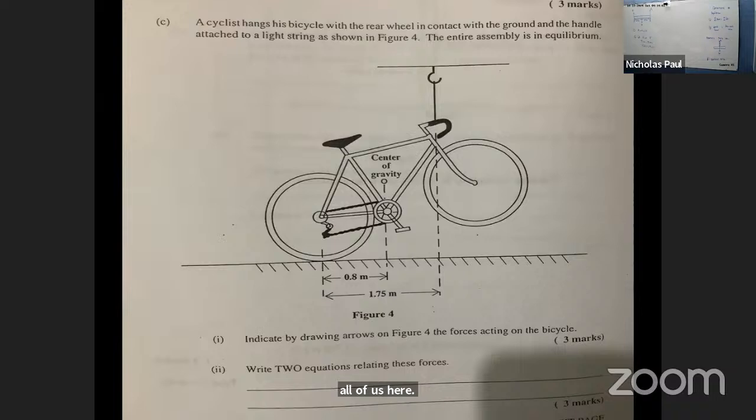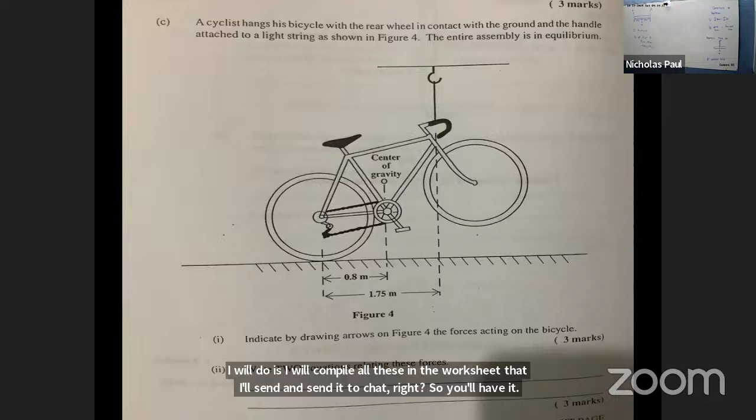I'll take a picture. What I will do is compile all these in a worksheet and send it to you on the group chat, so you'll have it. Gavi, are you okay with 1 and 2?